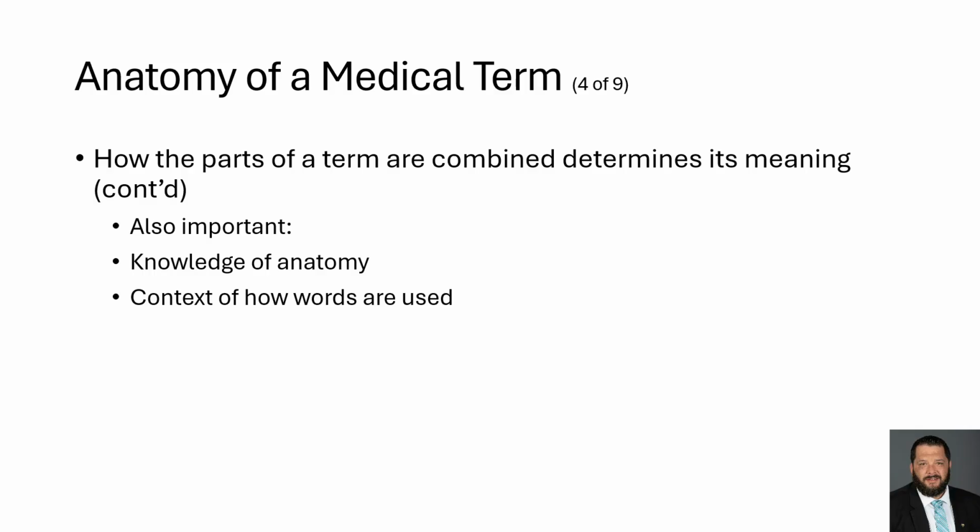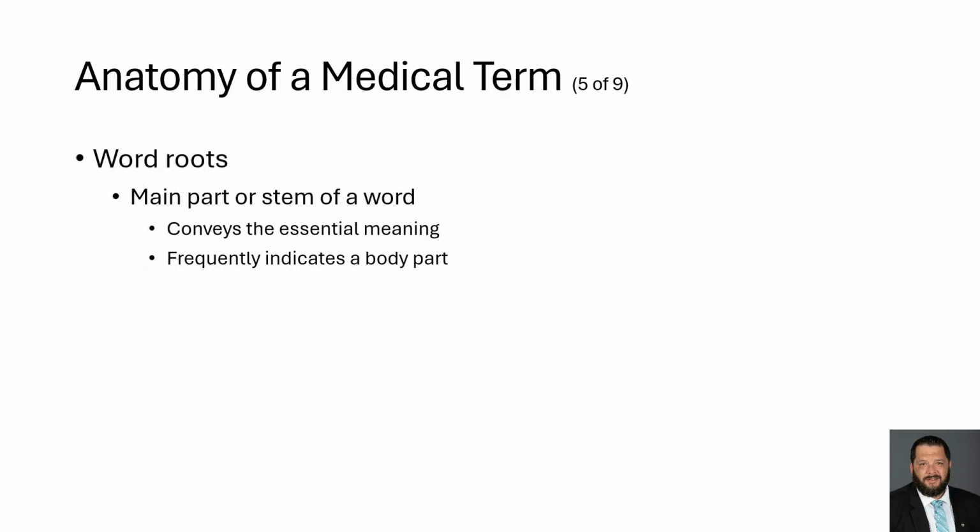All right, so it's also important to understand some basic knowledge of anatomy in the context for how these words are going to be used, because we also have directional terms. Like I spoke about earlier, things like anterior versus posterior, or inferior versus lateral. Okay, make sure we have a good understanding of that.